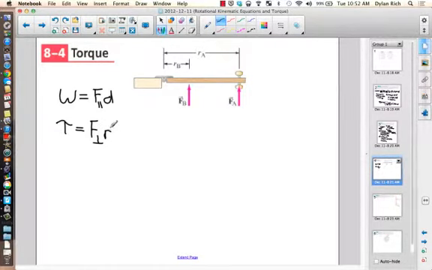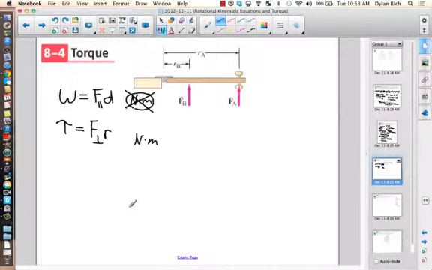If we multiply the force times the lever arm, we get a number for it. What are the units for this one? We usually call it joules for work, but we could have also said newton meters. Torque's units are newton meters. That's why, in general, for work we don't call them newton meters. Every once in a while you're going to see newton meters, but usually we call them joules, otherwise the units aren't going to tell you what it is.